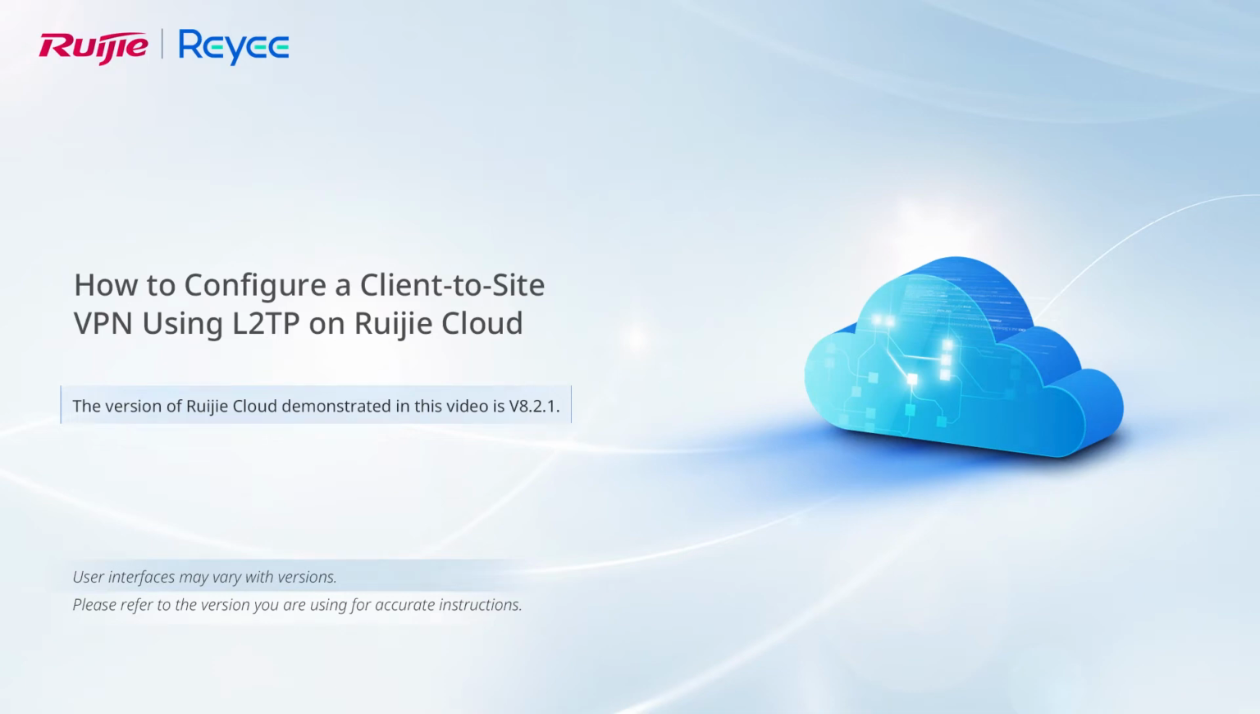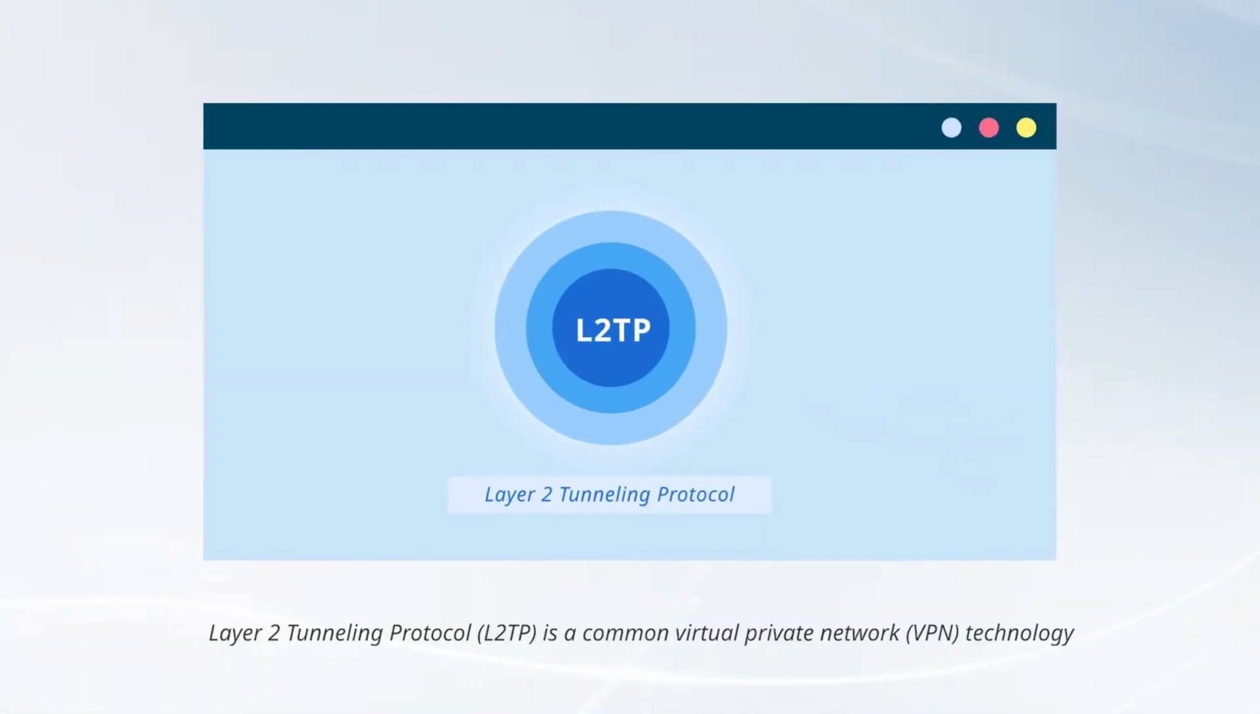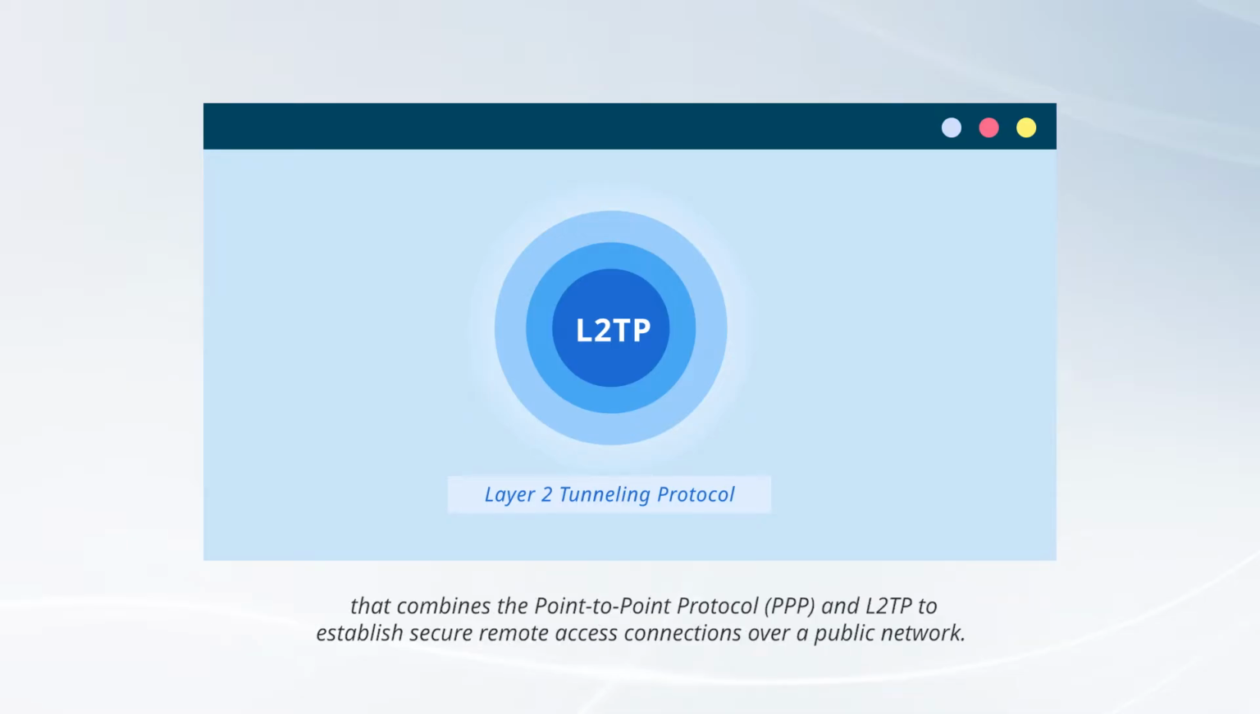This video demonstrates how to configure a client-to-site VPN using L2TP on Ruijie Cloud. Layer 2 Tunneling Protocol is a common virtual private network (VPN) technology that combines the point-to-point protocol and L2TP to establish secure remote access connections over a public network.